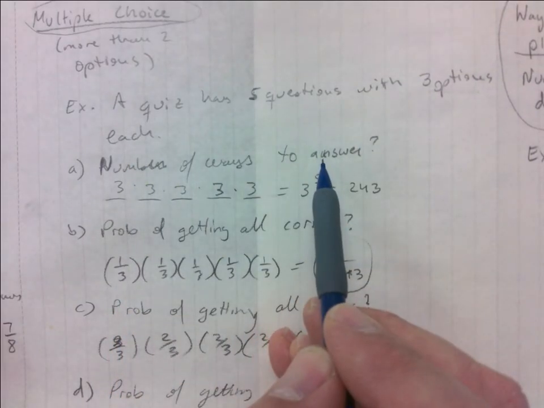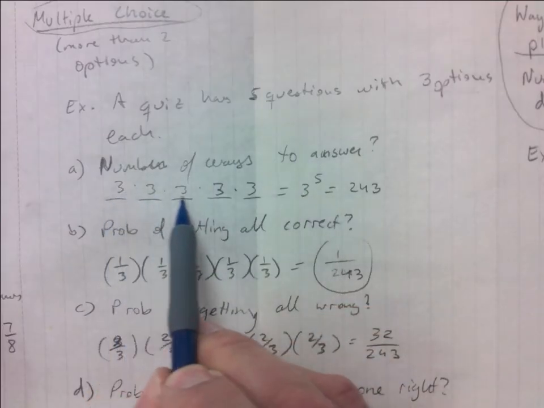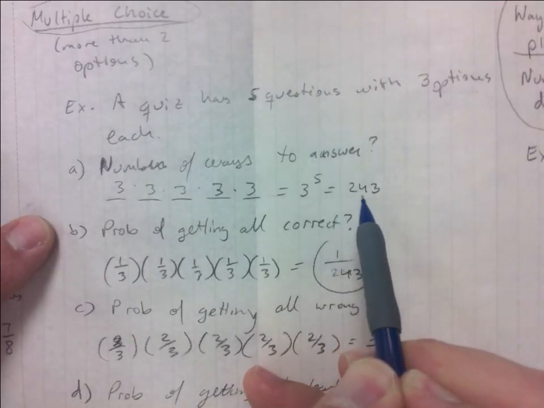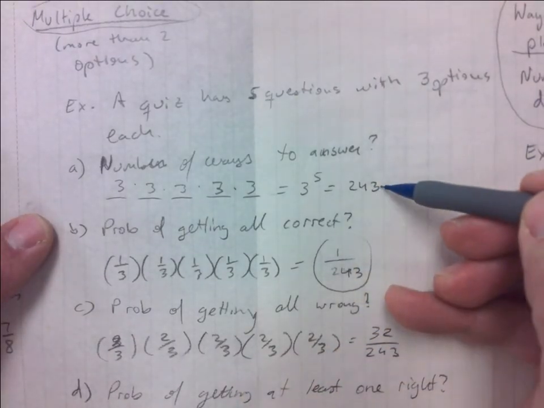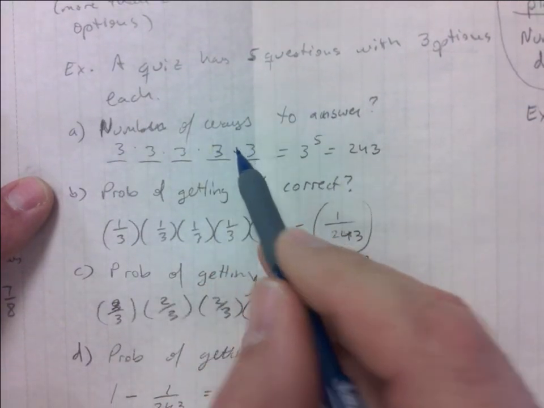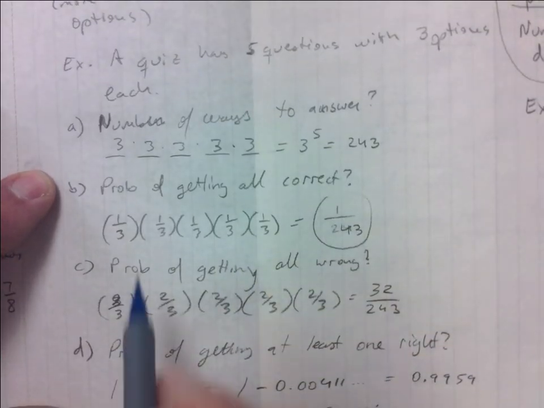How many ways are there to answer? Well, it's 3 to the power of 5, that's 243. That would be our universal. So if we needed to come up with a probability, that would be our denominator. Number of ways. I didn't ask for probability in that case.